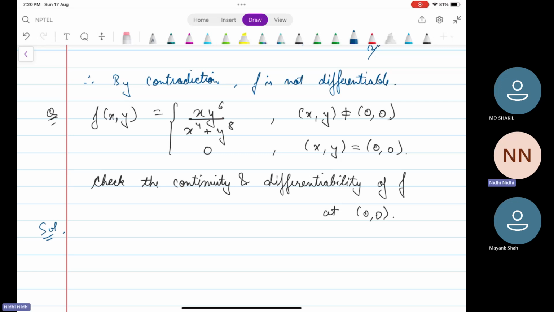Yes, Mayank, you're right. Taking x equals m y square, the limit will depend on m. Therefore, the limit does not exist, hence the function is not continuous. And if a function is not continuous, we cannot talk about its differentiability.